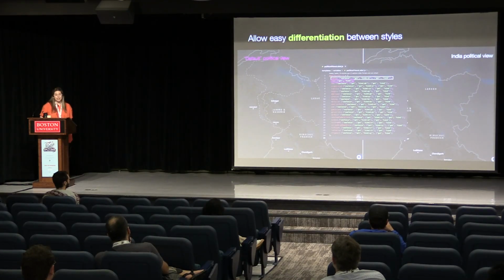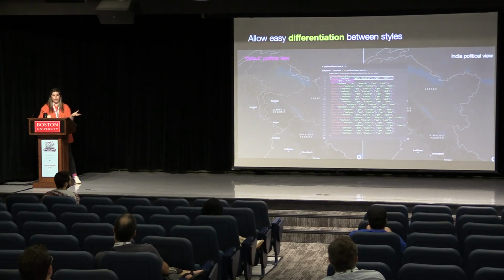I picked this example like 2 months ago and it feels very timely, but we can easily differentiate between different styles with one line change. So here, the default political view, this is HERE data, not OSM, on the left is showing the boundaries, disputed and otherwise, in Kashmir. And then on the right side, we have the India political view.